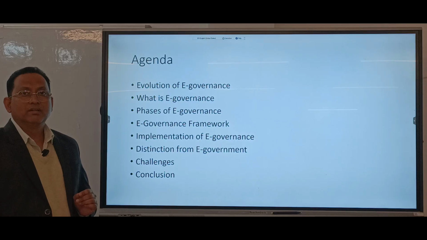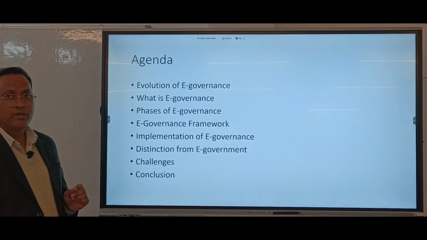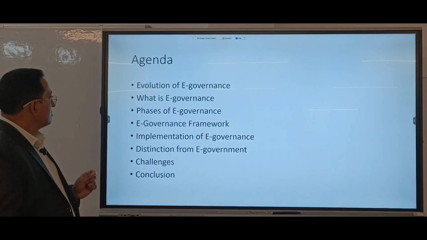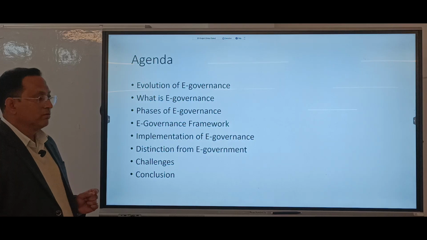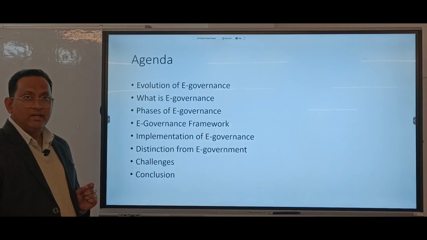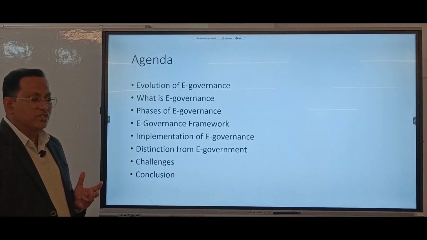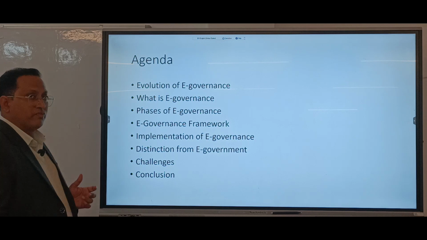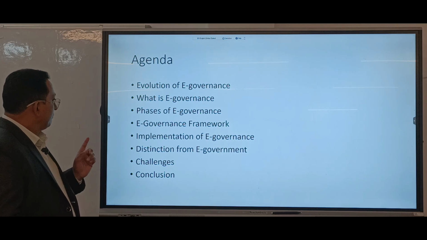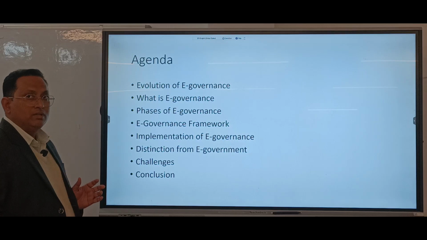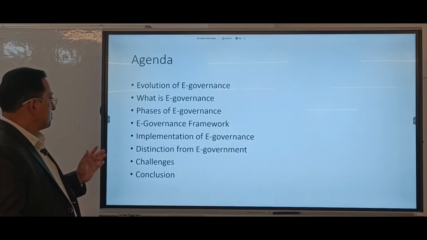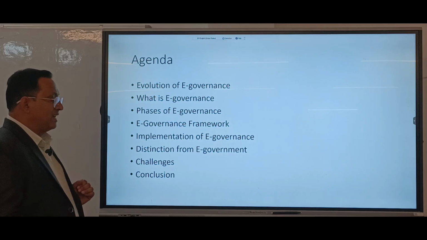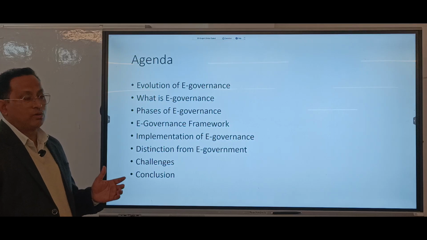So, in this presentation, we will discuss various aspects of e-governance. First of all, we will go through the evolution of e-governance. Then, we will have a brief discussion about what e-governance is. Then, we will discuss the different phases of e-governance. After that, we will have a detailed analysis of the e-governance framework. Apart from that, we will discuss the implementation of e-governance. We will also discuss the different challenges related to e-governance and their conclusions.